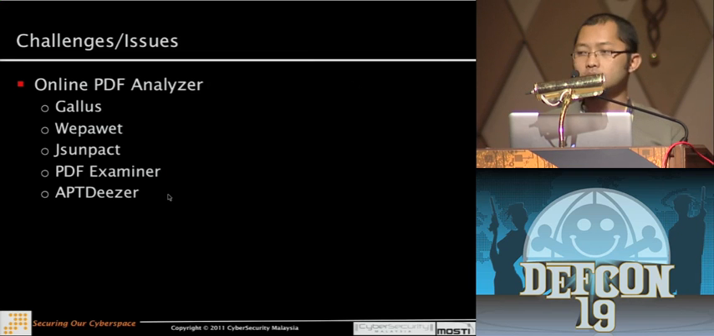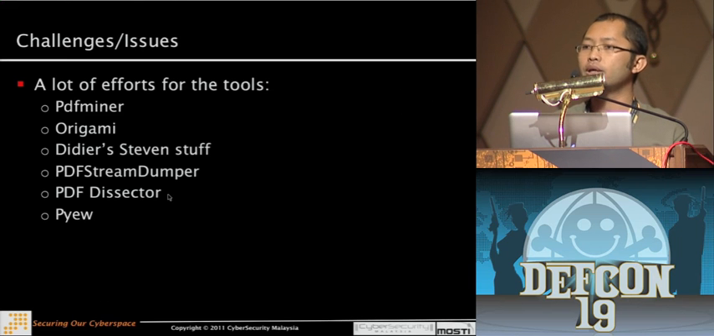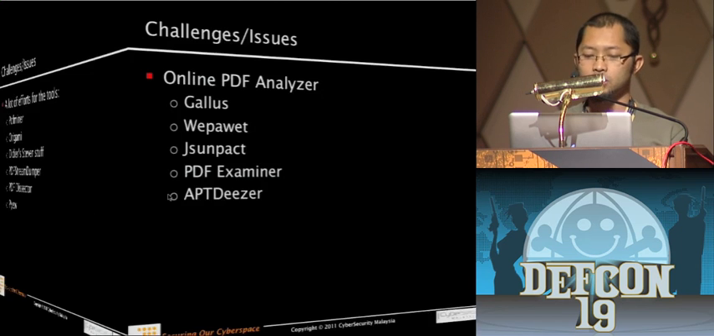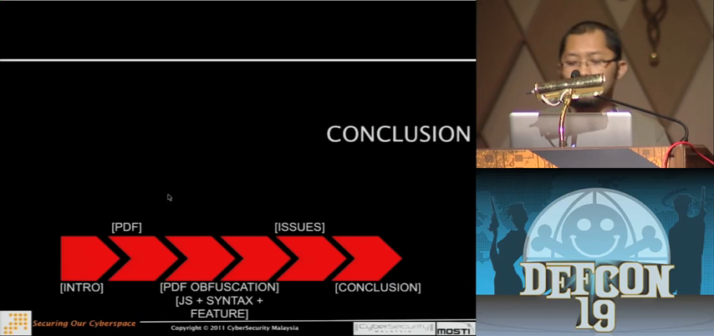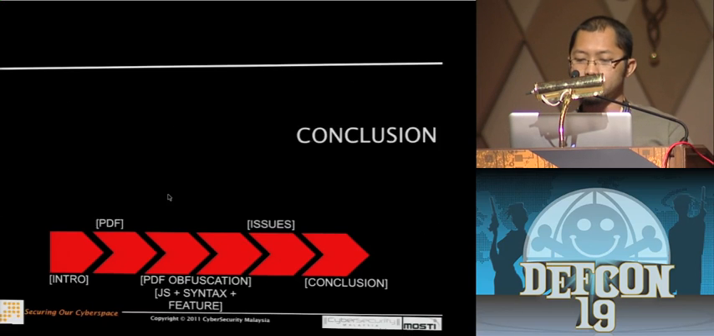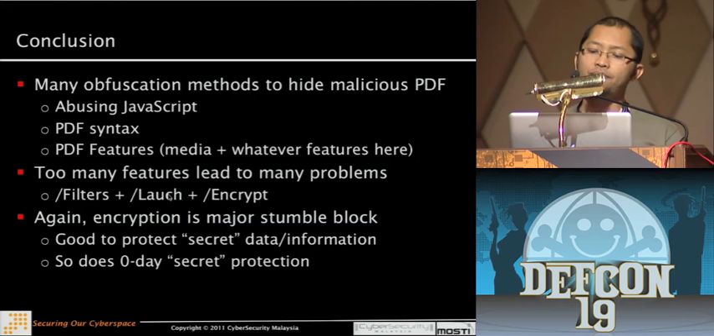The one that we built is called Gallus. Then I think there are Wepawet, JSUnpack, and PDF Examiner. And the last one is also built by our friend, our previous presenter, a PDF analyzer called APT User. So still, all these applications that have been built are not fully 100% comparable with how the PDF reader application works. So it's very tricky.